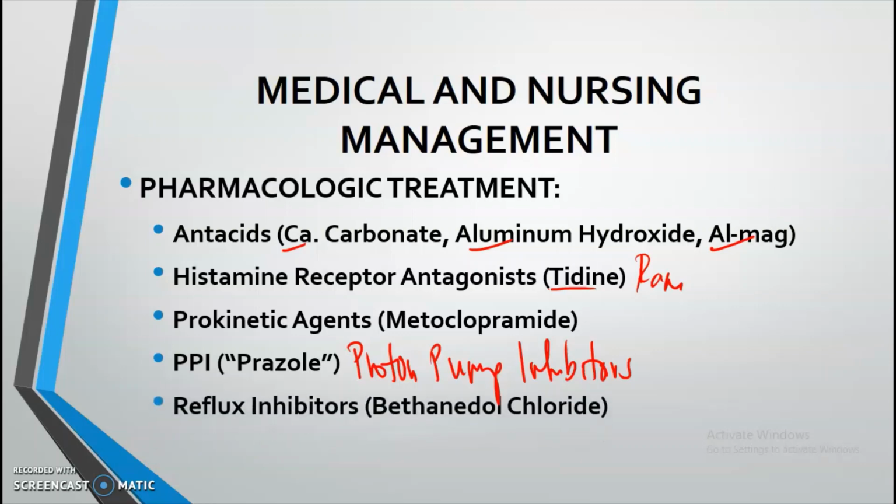Next is reflux inhibitors such as your bethanechol chloride. Because the condition is GERD, gastroesophageal reflux, we can also give reflux inhibitors such as your bethanechol chloride, and also your surface agent, which is your sucralfate. So these are the pharmacologic treatments that can be ordered by the physician for a patient with gastroesophageal reflux.